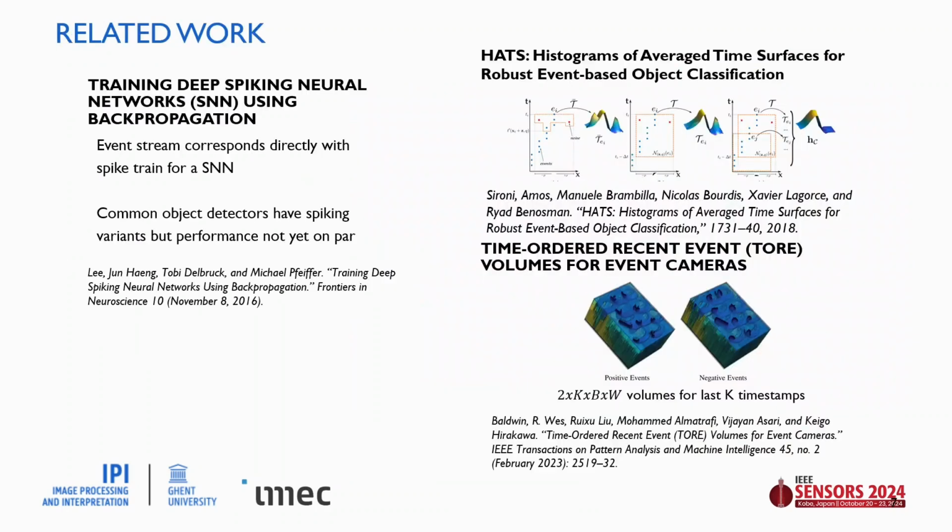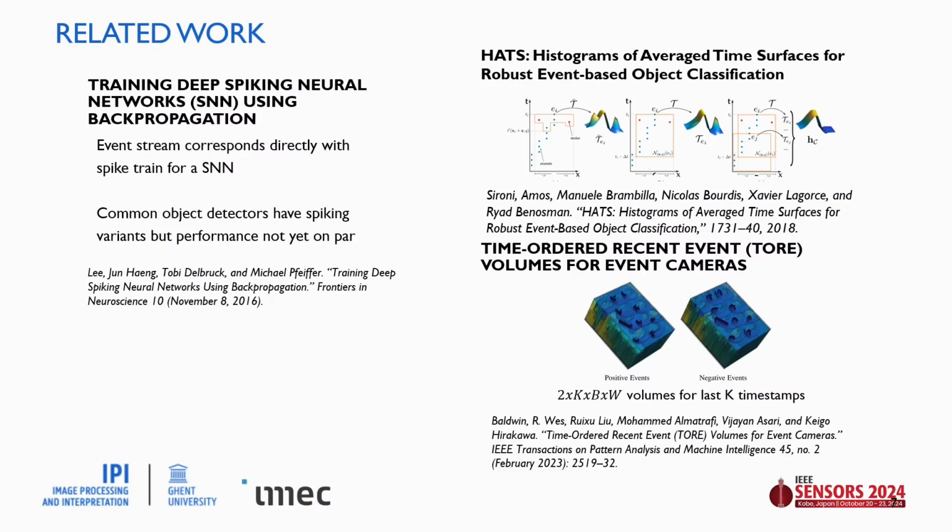So we should also look a bit into the current state of the art which is used for event object detection. Actually, it would make a lot of sense to use spiking neural networks, because the spike trains that you have to input in a spiking neural network correspond directly with the event stream. There exist already spiking variants of common object detectors, but since their performance is not yet on par with their counterparts, we have chosen to try to use the performance of the current YOLO detectors instead of going to a spiking neural network.